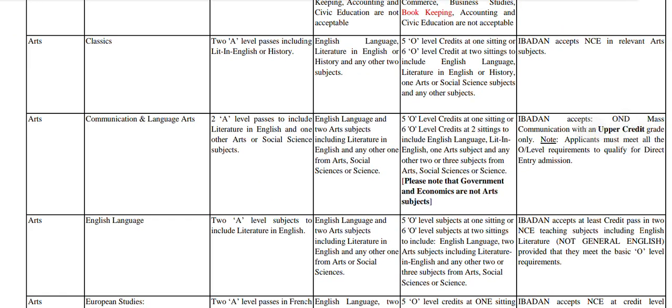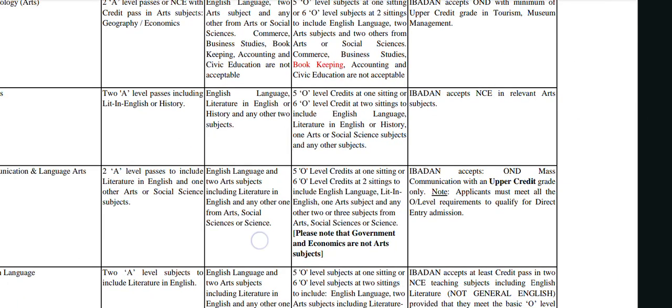Okay, so if you're applying for communication language arts, if you're having Cambridge A level certificate, you should understand that you are required to have two A level passes to include literature in English. That means literature in English is what is compulsory, and one other arts or social science subject. That means you can have government as an addition to literature in English in your Cambridge A level. You can have economics. You can have any other subject that belongs to art or social science. So that's that by the way. So let's go to O level.